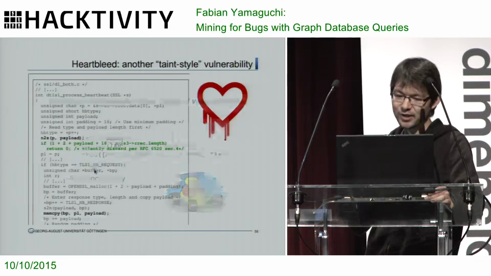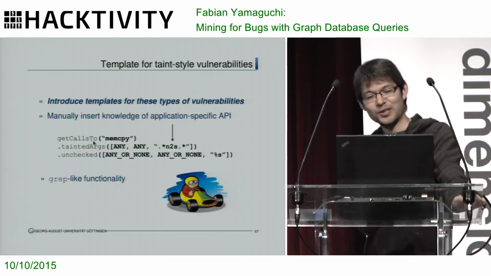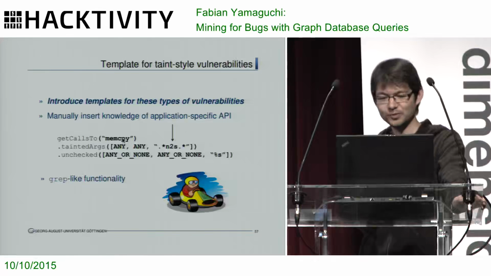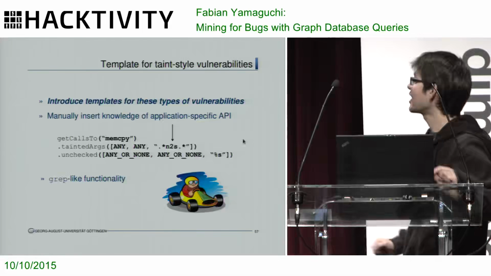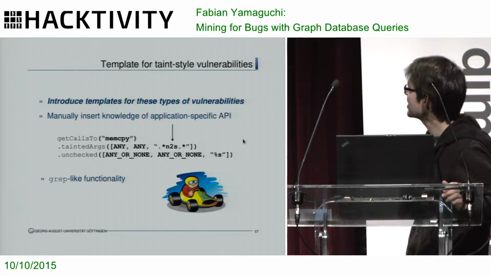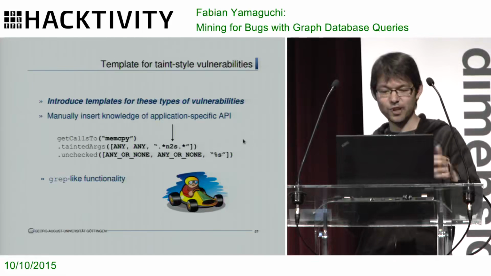And by that time, you think, okay, let's just create a template for this. You know, get calls to some sink function, and then you want to describe what the arguments to the function look like, each of them, and how they should be checked. And if that's not the case, you know, output it. And so these are the kind of queries that I use these days, so not those long queries, but something like this. And this gives you grep-like functionality.